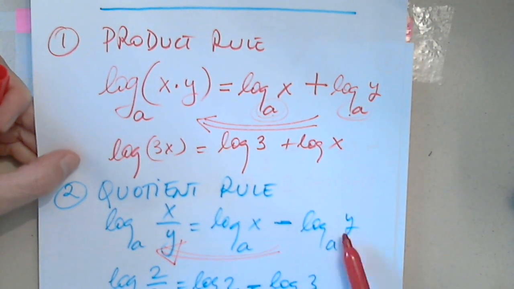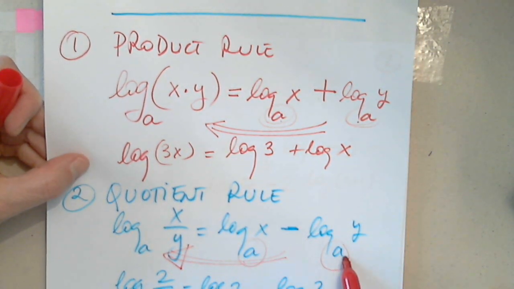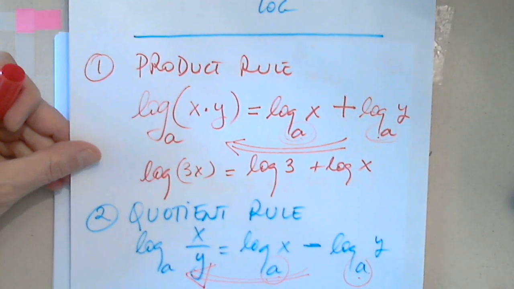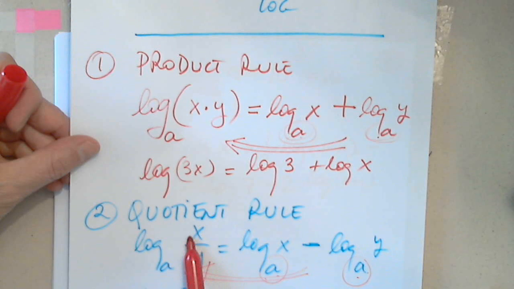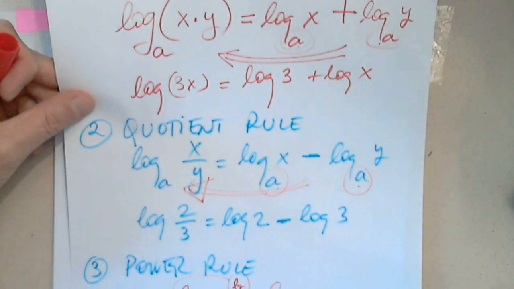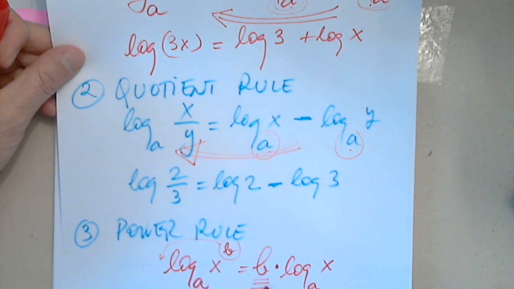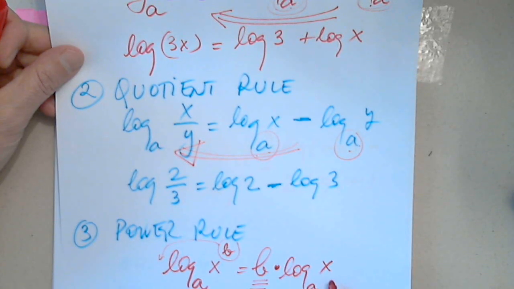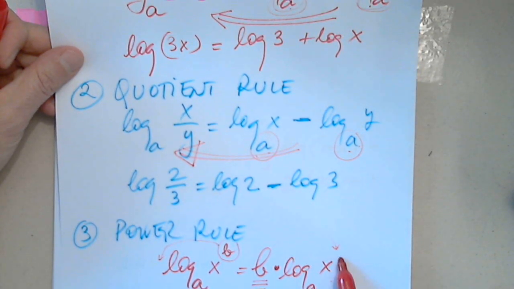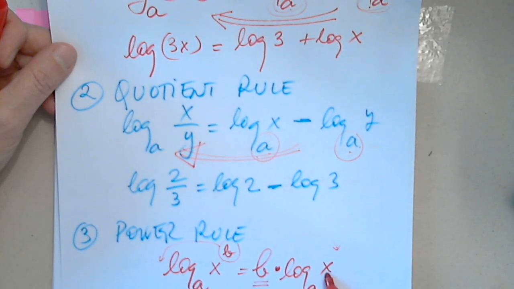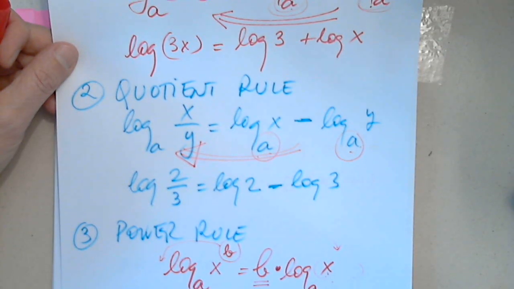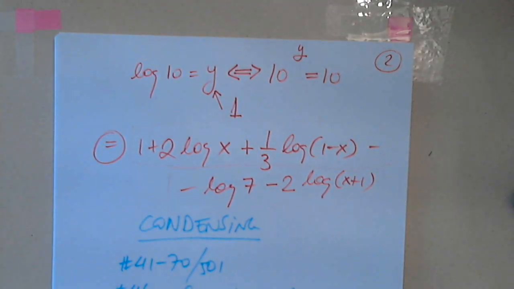If we see a difference of logs in the same base, we can go back and condense it because it's a quotient. It's a difference. It must come from a quotient. Finally, every time we see a number that multiplies log, we know it's coming from the power of this expression. It doesn't have to be x. It can be anything. Whatever it is, that is actually the power of that expression. So that's the point I was trying to make here.